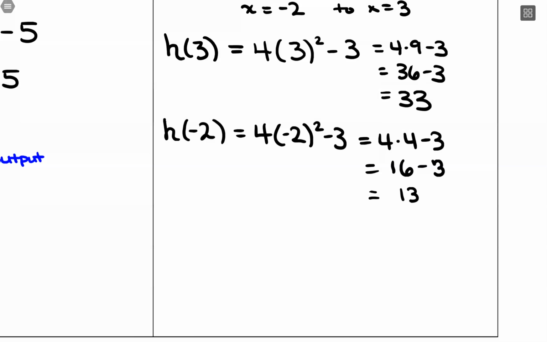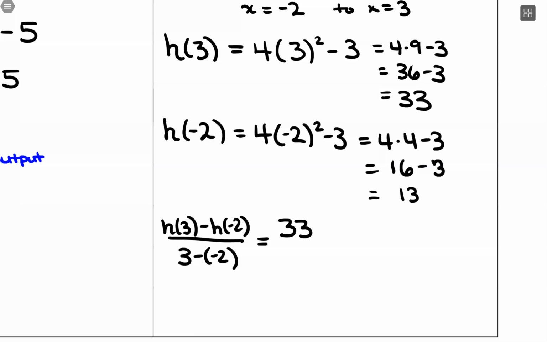So now if I'm trying to fit this h of 3 minus h of negative 2 over 3 minus negative 2, well, h of 3 we found is the number 33. So what I've done is I've replaced this whole notation h of 3 by just the number 33 because we found out those were equal to each other. And then we'll have subtraction. And then where I have h of negative 2, I'm going to replace that with the numerical value of 13.